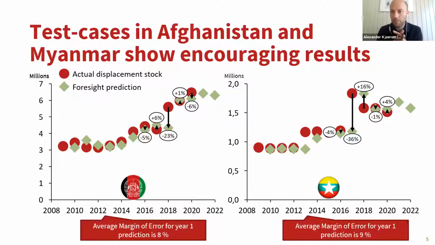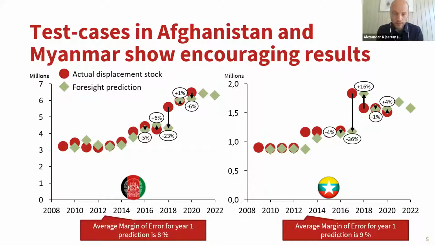And if we take the average across all these years, we get an average margin of error down to 8% in the case of Afghanistan and 9% in the case of Myanmar. And that we consider to be a fairly good and accurate result that you can actually use as a basis for decisions in terms of your strategic planning.